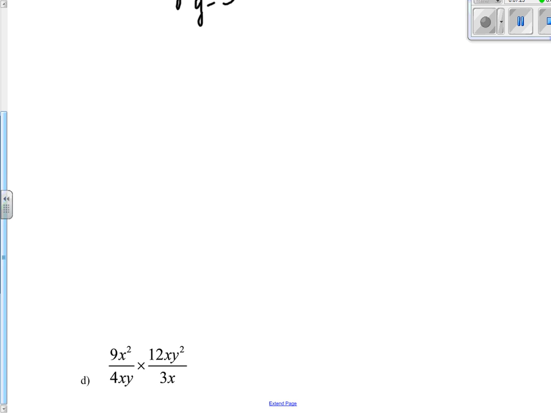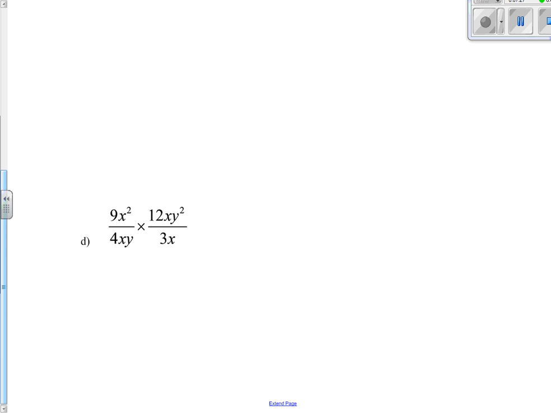D. 9x squared over 4xy times 12xy squared over 3x. Again, I don't have to do any factoring. These are written as monomials. No addition and subtraction signs is my indicator. I am looking for common factors from top to bottom. I see lots.